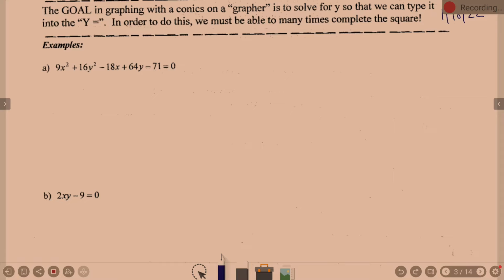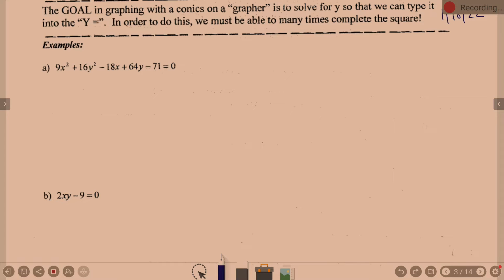Completing the square is an option today. Again, it just kind of depends on what is there. So as we look at example A. Example A, 9x squared plus 16y squared minus 18x plus 64y minus 71. And the big thing here is, what do we have in the way of y's? Because that will always kind of decide how we're going to treat the problem.